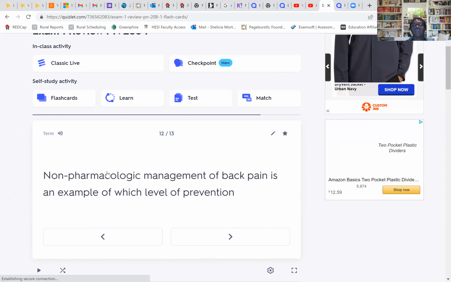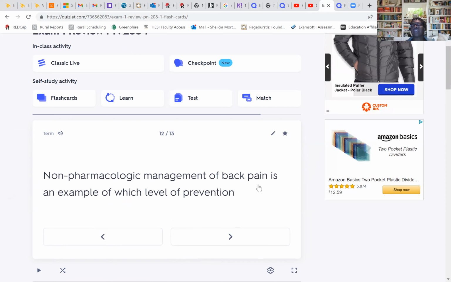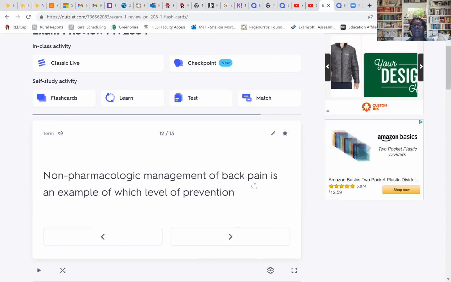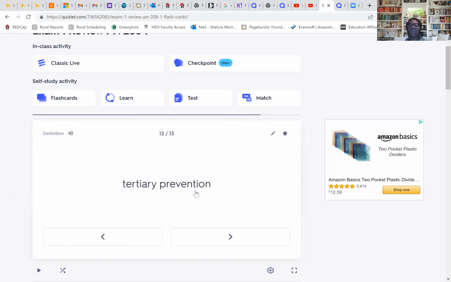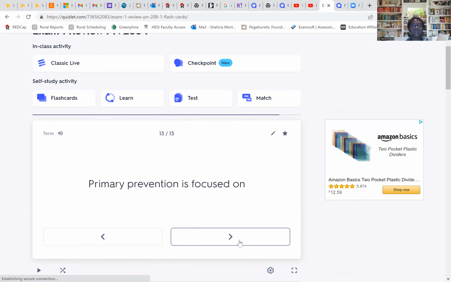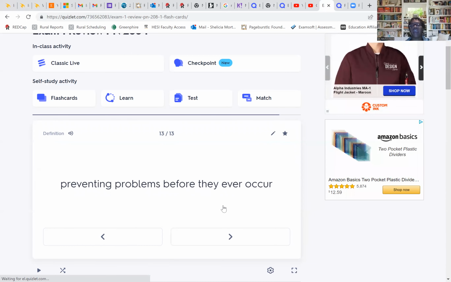So even though the intervention does not include medication, there is back pain. So we're trying to manage that. So that level of prevention is tertiary. Remember, with primary prevention, the focus is on preventing problems before they actually occur.